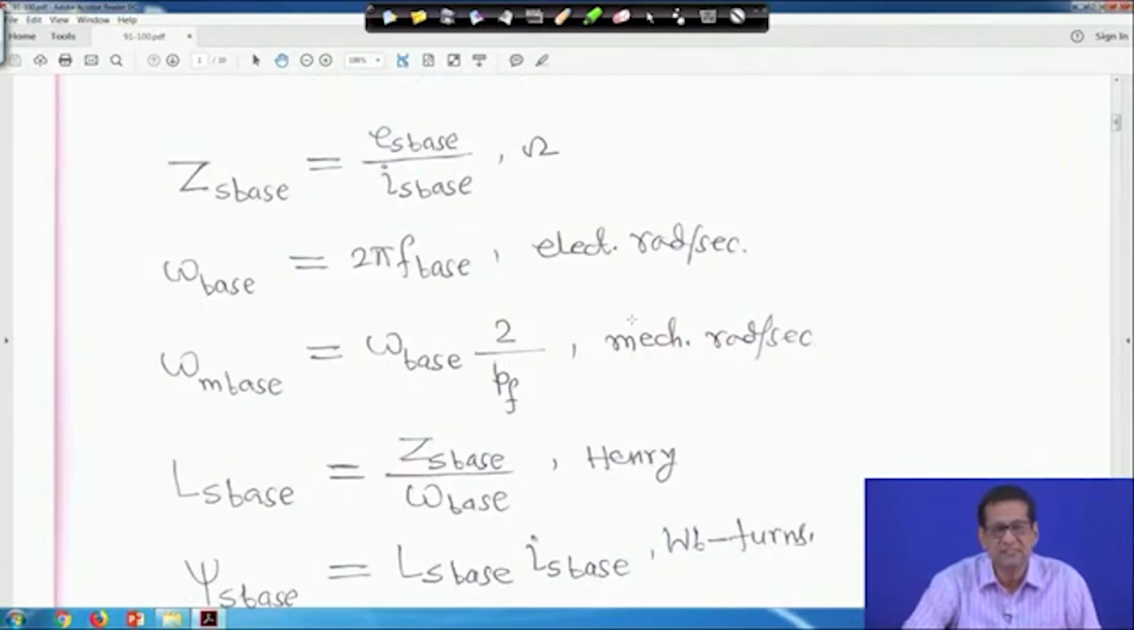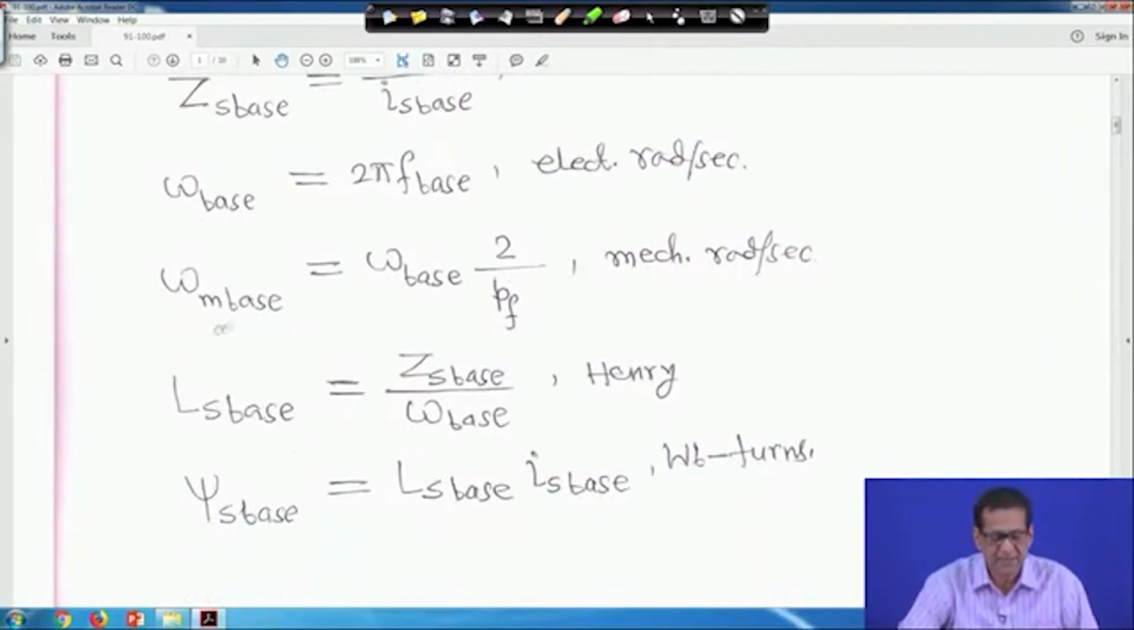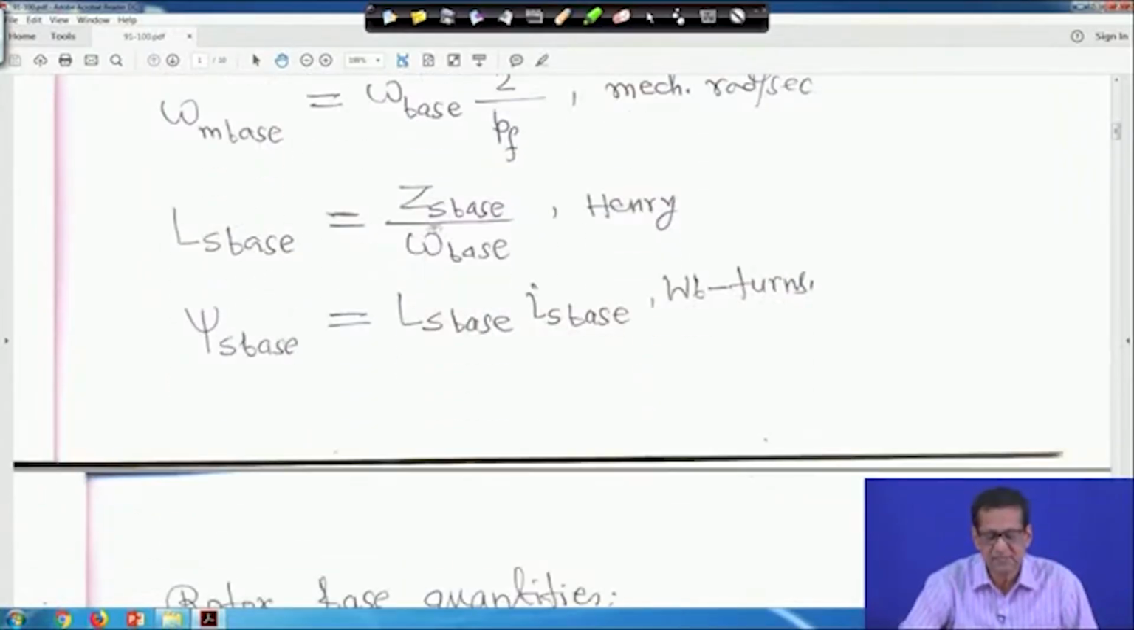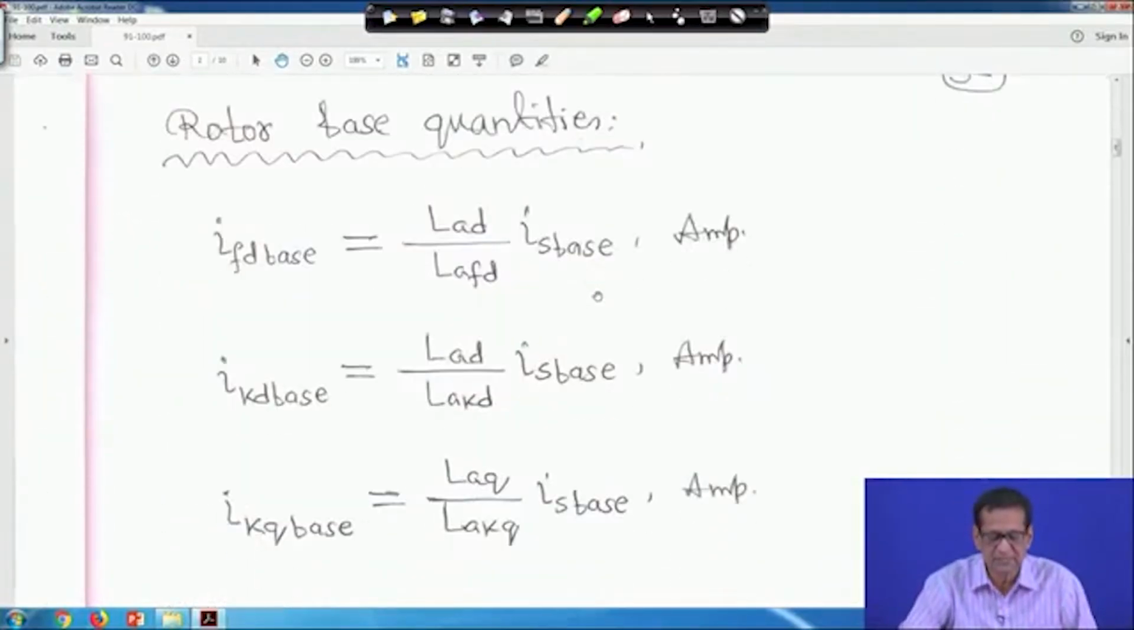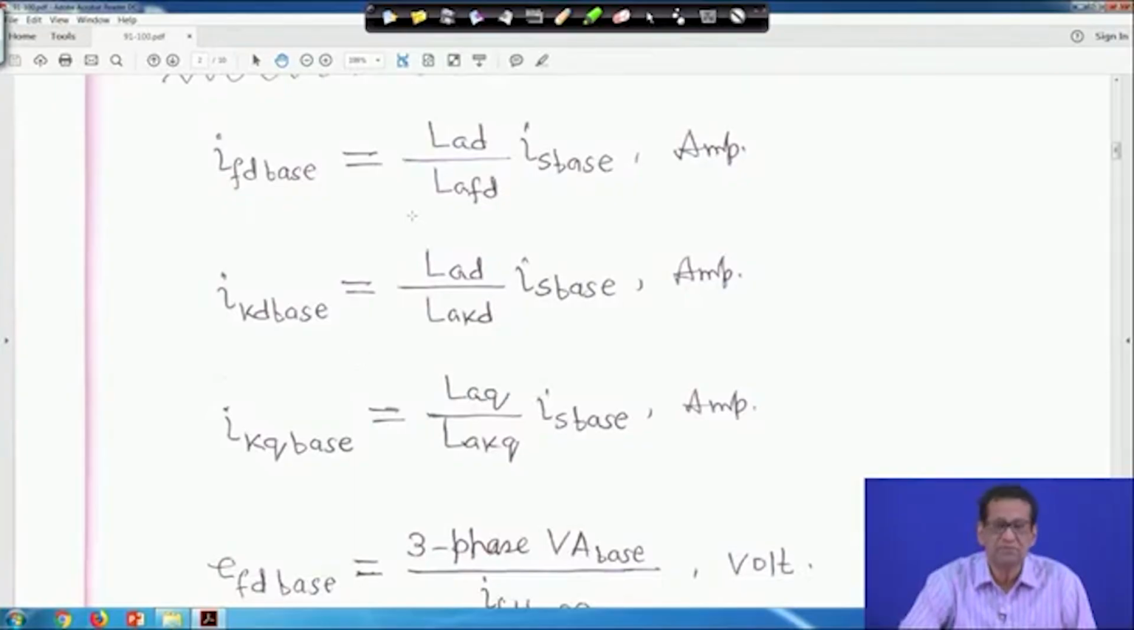All these things we have seen, it is just a summary. Then your omega mechanical base is omega base into 2 upon Pf, in mechanical radian per second. Then Ls base is equal to Zs base upon omega base, in Henry, and psi s base, the flux linkage, is Ls base into Is base, in Weber turns. And the rotor base quantities, all of this we have seen before.